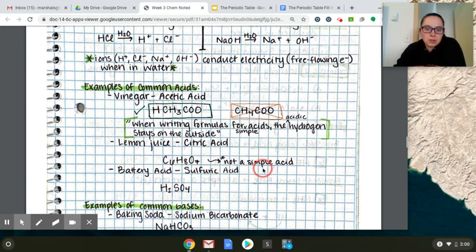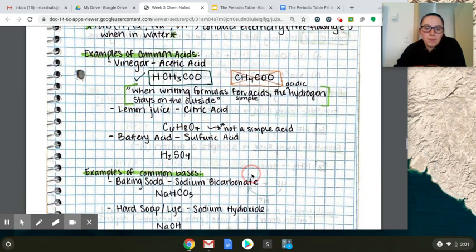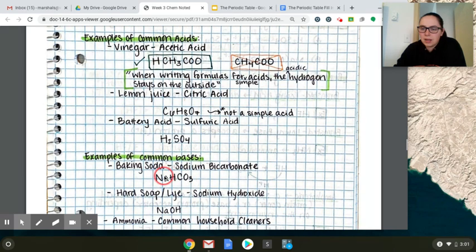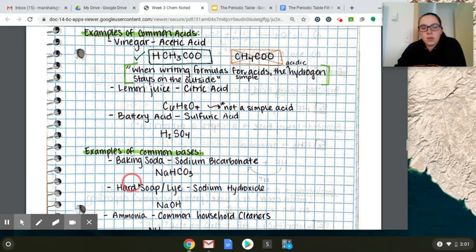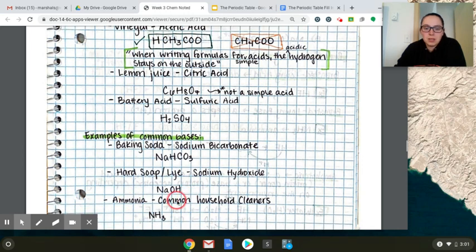Some examples of common bases: we have baking soda, which is sodium bicarbonate, NaHCO3. This H is not considered acidic or basic; it's just there. Hard soap or lye is sodium hydroxide, NaOH. That OH is kind of a key factor of bases. And then also ammonia, which is in a lot of common household cleaners, is also a base.